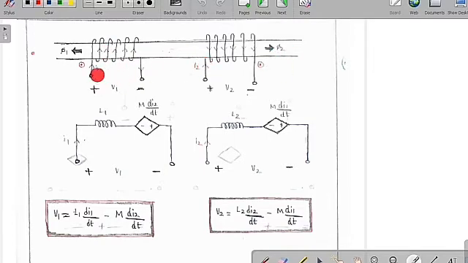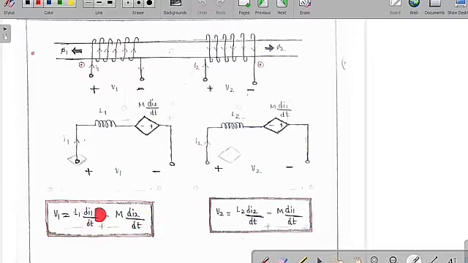So one is entering the dot and the other is leaving the dot, meaning the overall flux is negative. So the overall voltage drop is going to decrease. Then you have to go minus plus. So V1 is equal to L1 into di1 by dt minus M into di2 by dt.